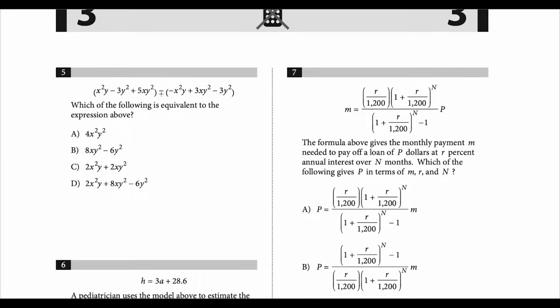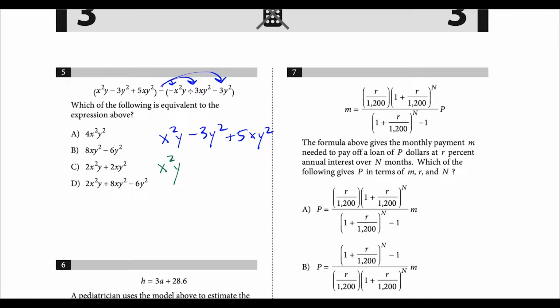So question 5, we just have to do this algebra. So we're going to subtract these polynomials. So we're going to distribute the negative to each term here. So what we have is x squared y minus 3y squared plus 5xy squared. And now when I distribute the negative, I'm going to write the new terms under their corresponding like term. So notice I have minus x squared y. That's going to make a plus x squared y. And I'm going to write that under this x squared y because they're like terms for us to combine.